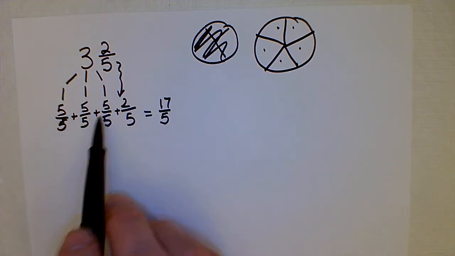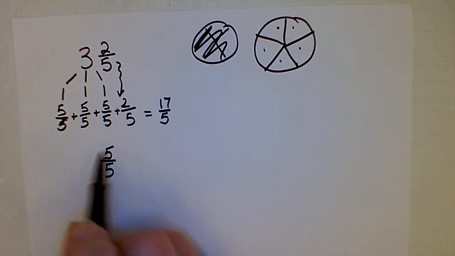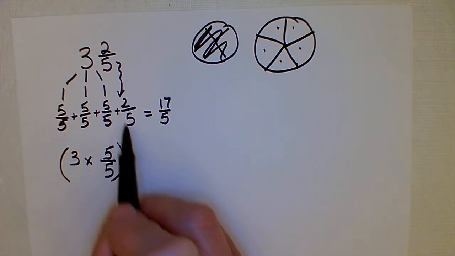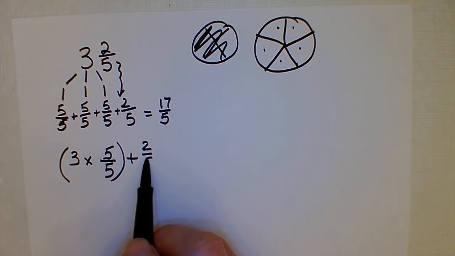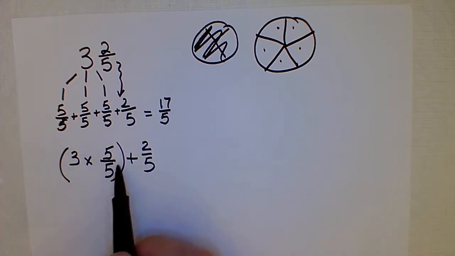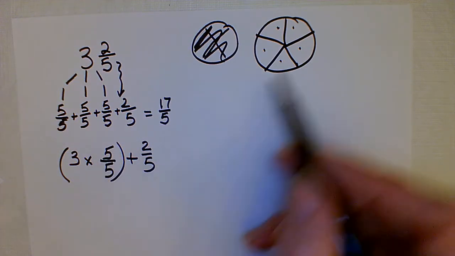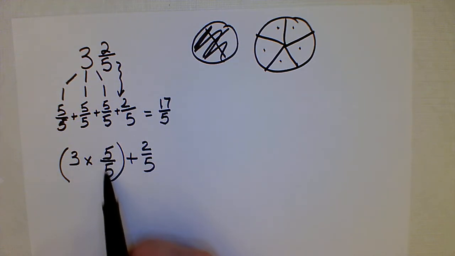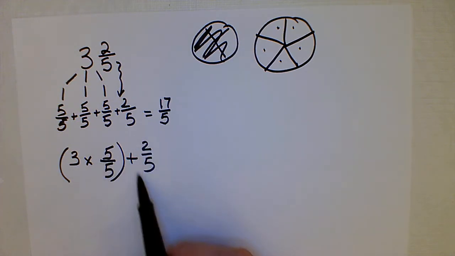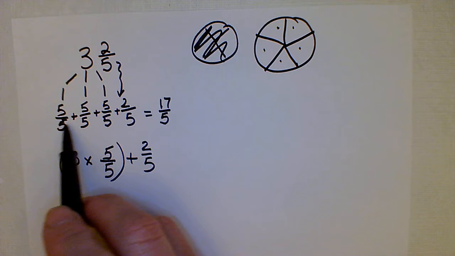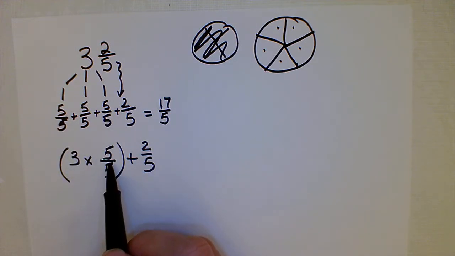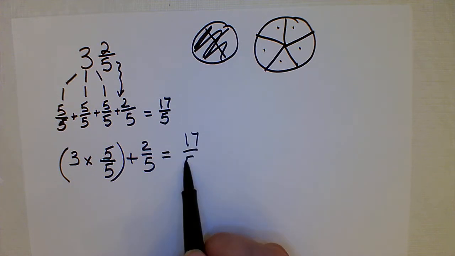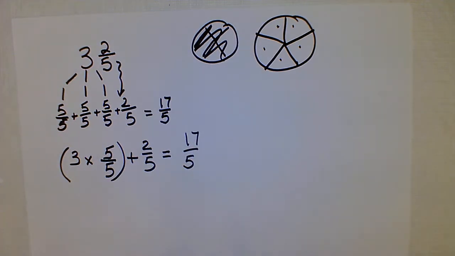How many times did I add 5/5? I added 5/5 3 times. And then I still had to add on that other 2/5. So I had 3 donuts. I turned them all into 5/5. I cut it up into 5 pieces. I have all 5. So I took 3 donuts, I turned them all into 5/5, and I had 2/5 of a donut more. Again, how many times did I add 5/5, or how many times did I cut donuts into 5/5? 3 times. And that's just going to be 17/5. So that's another way to look at it.